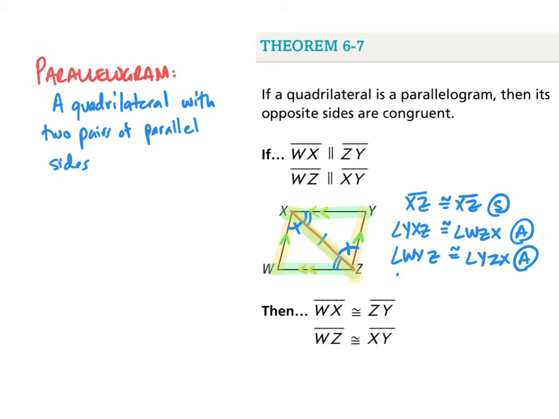All right, so we can say therefore triangle WXZ is congruent to triangle YZX by angle-side-angle. And if those two triangles are congruent, then like we said, it would mean that their other parts would be congruent, such as segment XY congruent to segment WZ, and segment XW and segment YZ. So we've proven that when a quadrilateral is a parallelogram, not only would the opposite sides be parallel, but those opposite sides would also be congruent.